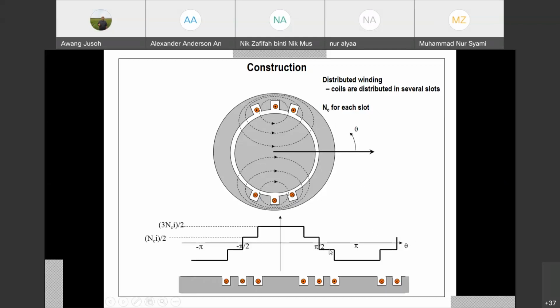You see now, this MMF produced by phase A is very close to sinusoidal. The black color is for MMF A, but the flux produced by this MMF is almost sinusoidal now. So the bigger the winding we use, the bigger the number of slots we use, and the smoother the flux produced in the machine. That one they call the distributed winding.